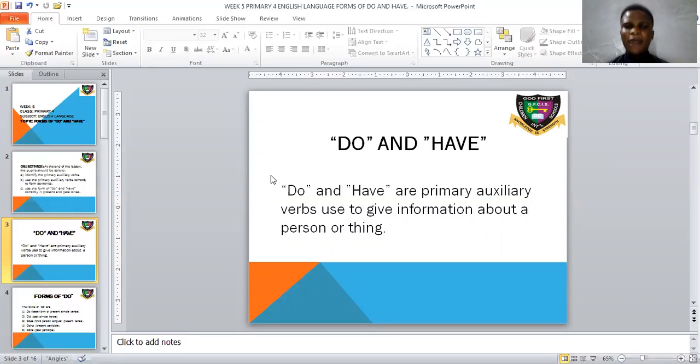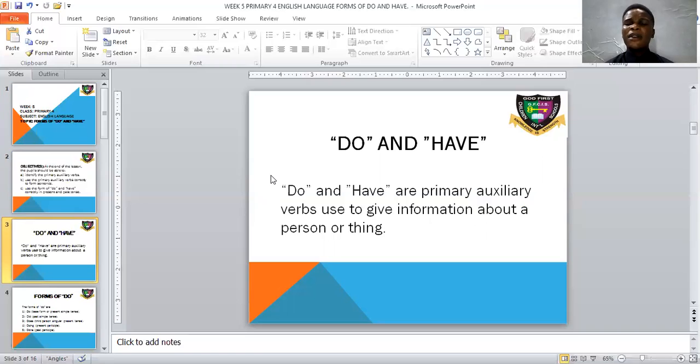But before we move further, I would like to tell us this. Do and have are not the only primary auxiliary verbs we have. We also have be. But to make our class a much more specified class, we are going to be dwelling on do and have. Good.